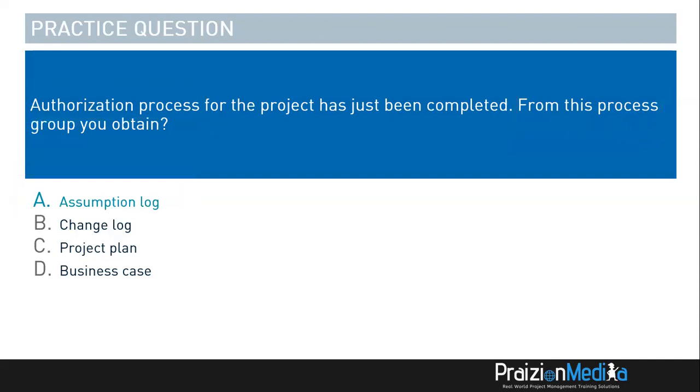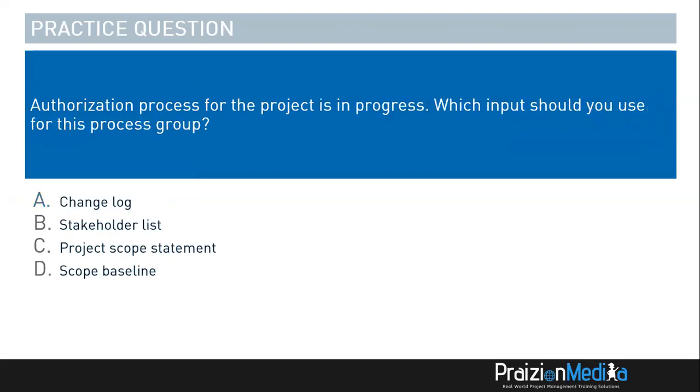All right, let's go on to our next question. Next question states, authorization process for the project is in progress. Which input should you use for this process group? I'll give you about 30 seconds.